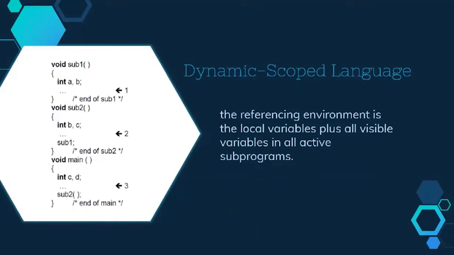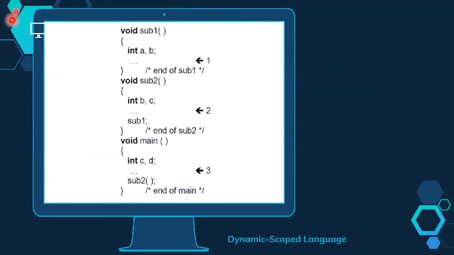For that, we have an example. In this code, we have three statements, which are in sub1, sub2, and sub3. You can notice that sub1 is called in sub2, and sub2 is called in main. Main is not called by anyone, so let's just start with main.